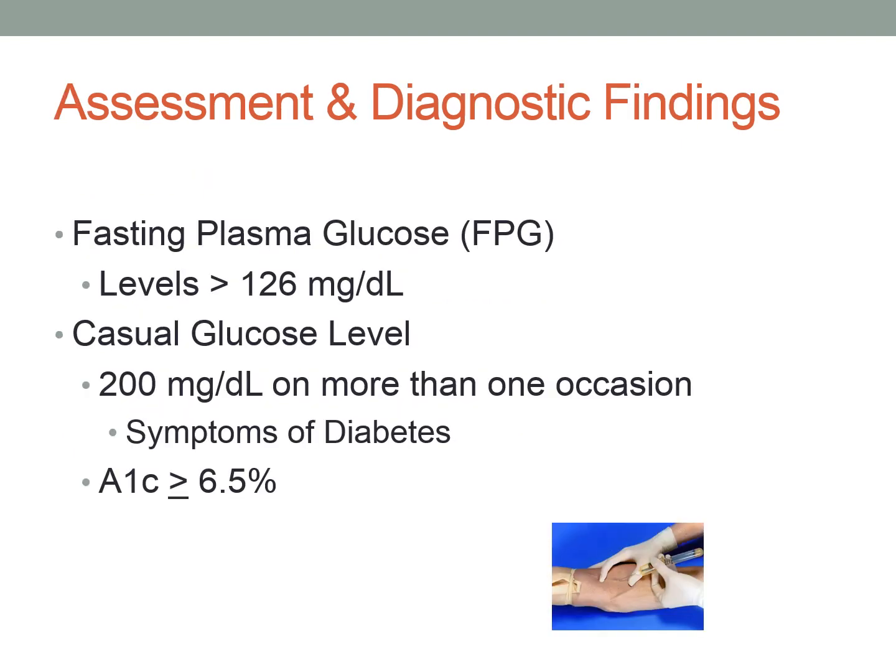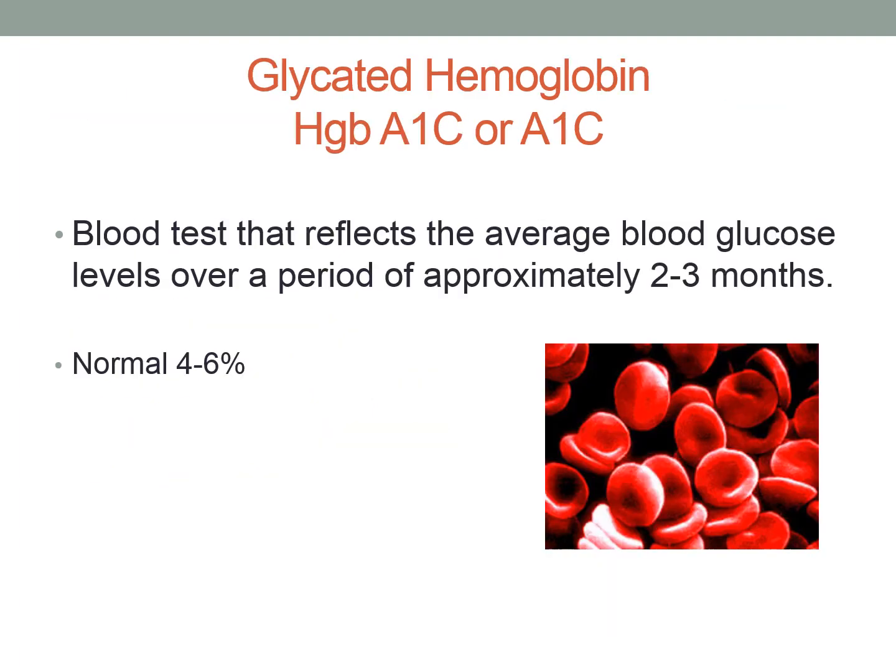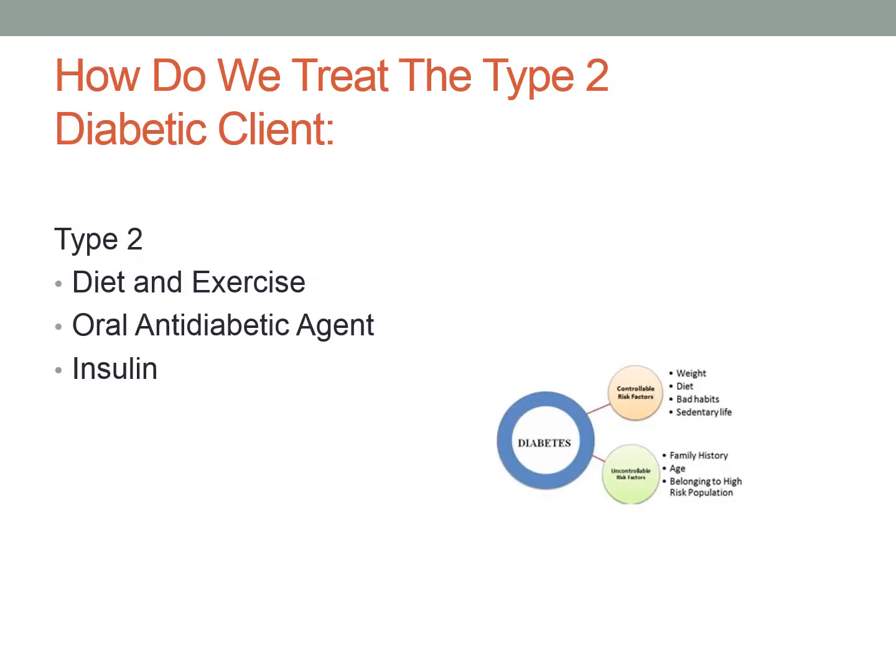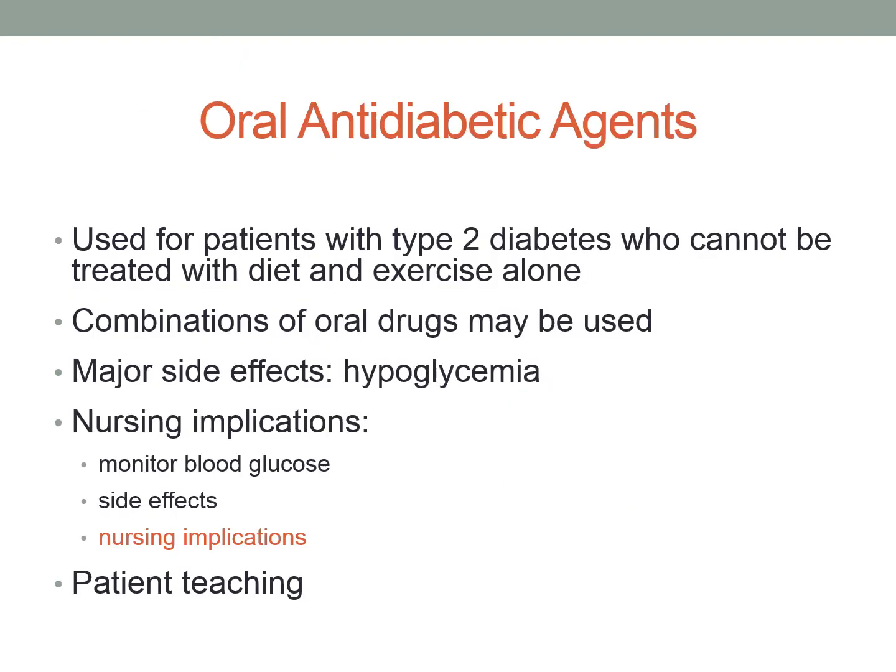So how do we diagnose our patients with diabetes? Our type 1 patients, another blood test that we see is the glycemic. So when we look at our type 2 diabetics and how we treat them, we think first about our oral anti-diabetic agents.